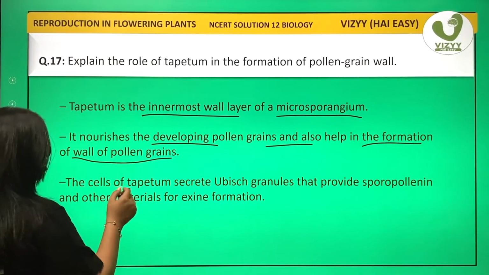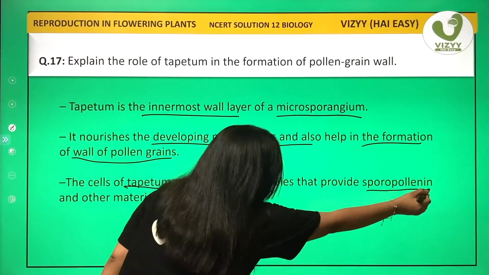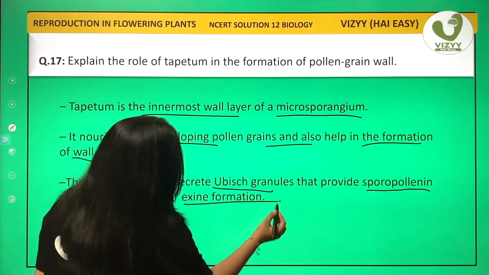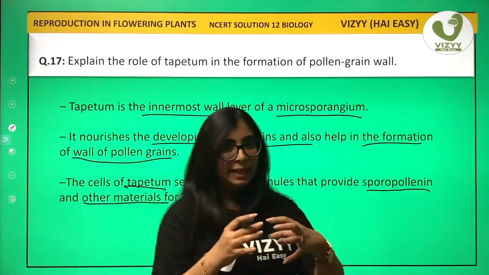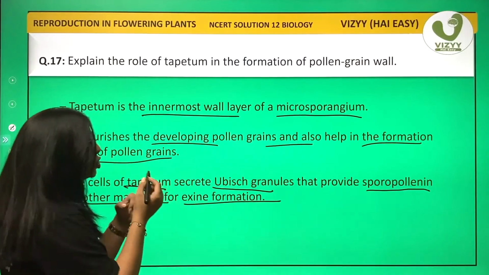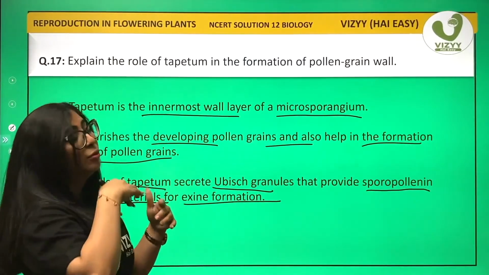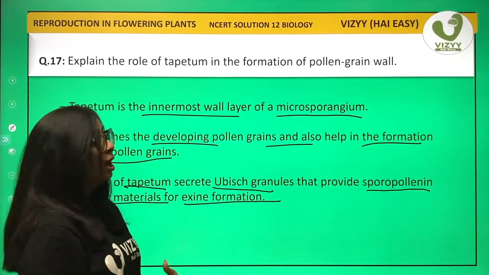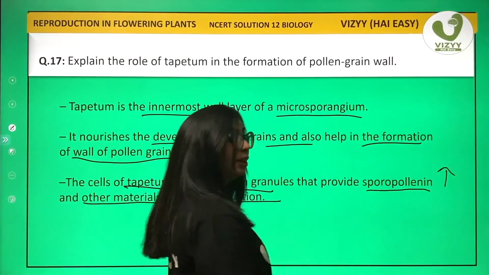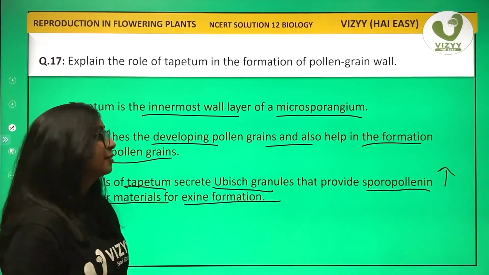The cells of tapetum secrete Ubisch granules that provide sporopollenin and other materials for exine formation. Now, it is the innermost layer of the anther wall, and it is doing something to provide exine. Exine means outer layer. The outer layer needs a hardcore covering, and sporopollenin is one of the hardest substances, which allows a pollen grain to move from one plant to another without losing its viability.